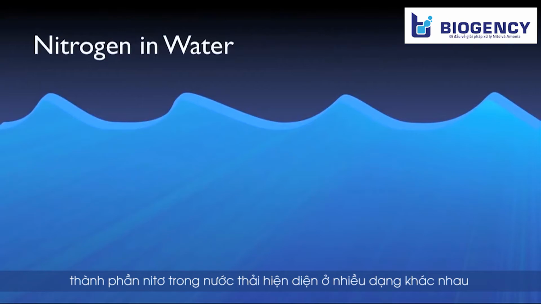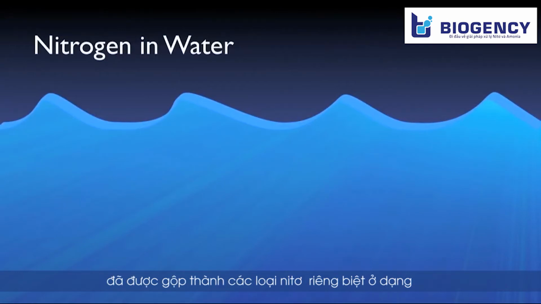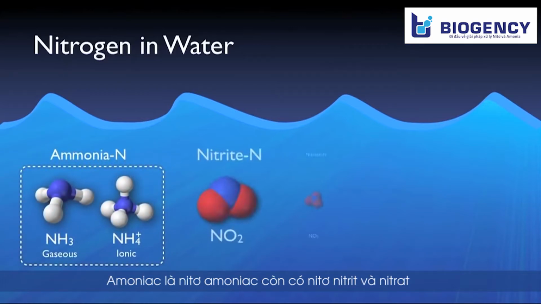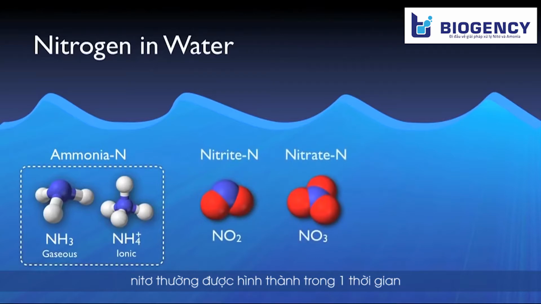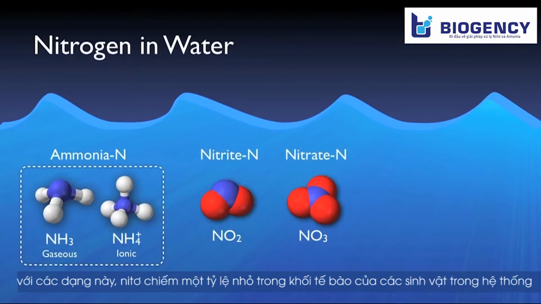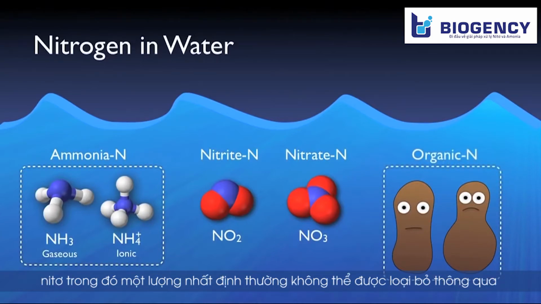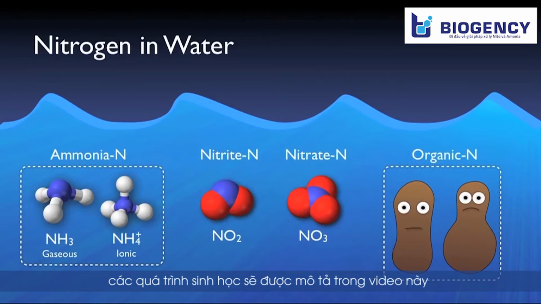Nitrogen is present in wastewater in various forms, which have been lumped into separate general categories. Nitrogen in the form of ammonia is ammonia nitrogen. There is also nitrite nitrogen and nitrate nitrogen, which are usually formed during the actual biological processes at the wastewater treatment plant. In addition to these forms, nitrogen makes up a small percentage of the cell mass of the organisms in the system, as well as other dissolved organic compounds. This category is referred to as organic nitrogen, of which a certain amount typically cannot be removed through the biological processes that will be described in this video.